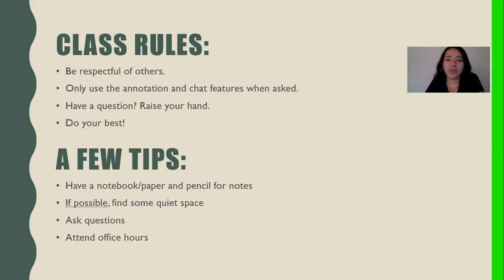Use the annotation features when asked. If you have a question, make sure to raise your hand or just let us know. Do your best. A few tips: make sure to have a pencil and paper. That way you can take notes. If possible, find some quiet space. Ask questions, and then attend office hours.